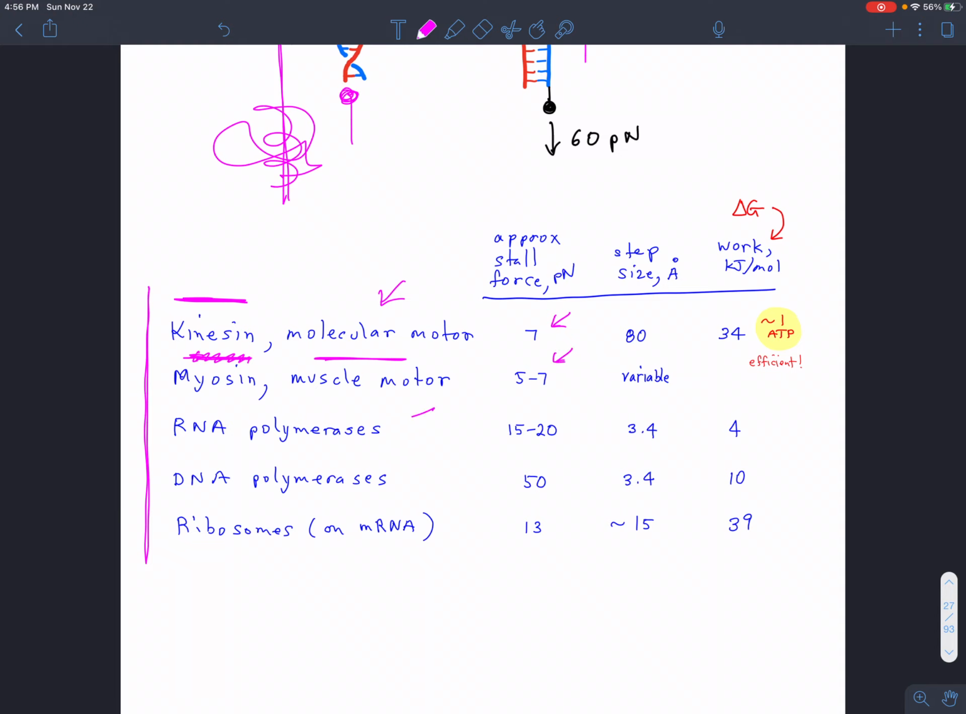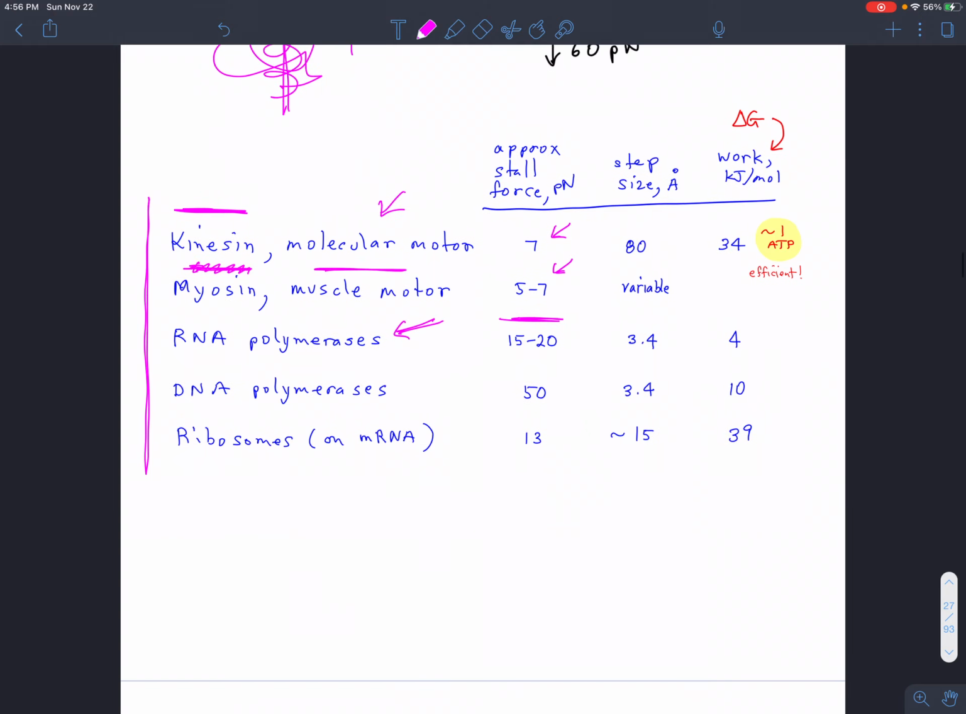Both of those generate much less force, 7 piconewtons from kinesin, between 5 and 7, even less for myosin. RNA polymerases have been measured, and the forces vary. Again, these numbers are hard to measure, but it's 15 to 20 piconewtons, quite a bit less than the 120 I just calculated. DNA polymerases have been measured, but the number is pretty soft, 50 piconewtons, though. DNA polymerases do generate a lot of force compared to all the others, and you can kind of see why. Well, basically because they have a short step. And then ribosomes, believe it or not, moving on messenger RNAs, have also been measured, and they generate maybe around 13 piconewtons. Again, these numbers are fairly uncertain, but that's what we have right now.